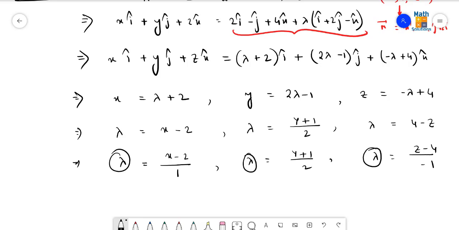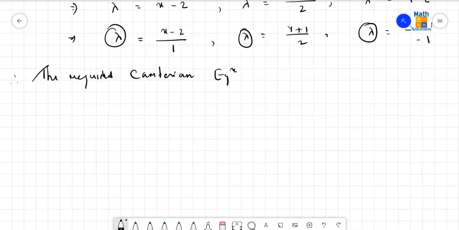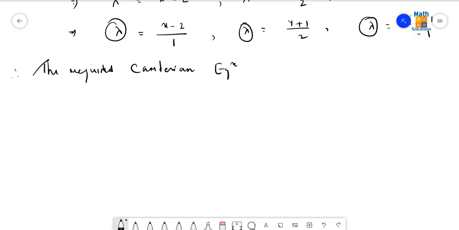Now if we combine these, we shall be getting the required Cartesian equation. What could be written is x minus 2 by 1, that is equal to y plus 1 by 2, that is equal to z minus 4 by minus 1. So this is the required answer.